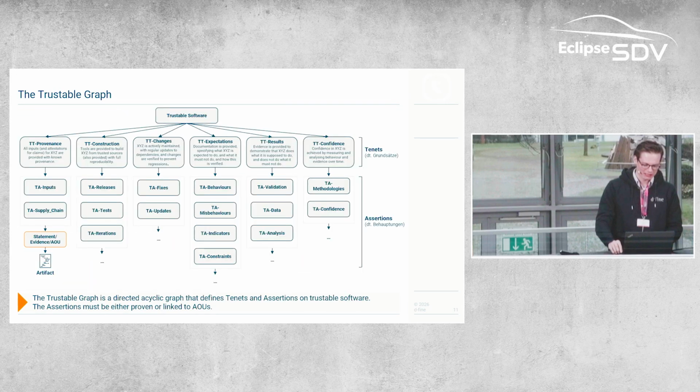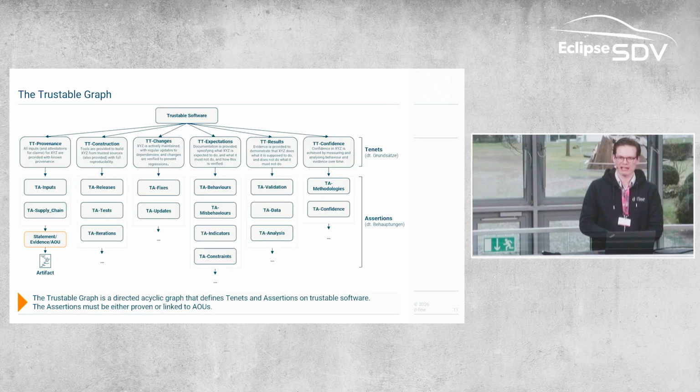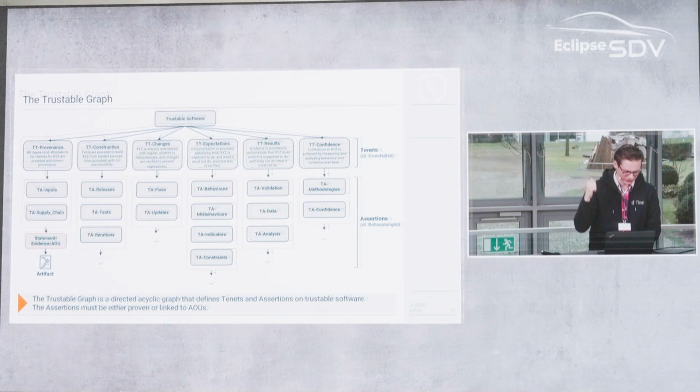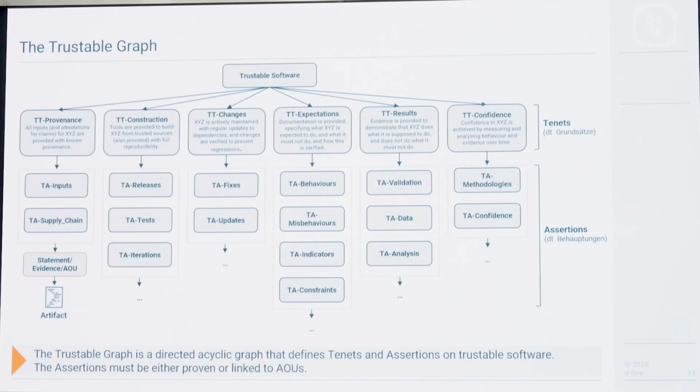So the graph is actually quite big. This is why I don't want to go into all of the assertions, but at least what are the tenets, the Grundsätze, for trustable software. The first one is provenance. I want to be aware of where my software modules come from. I want to know where the dependencies come from.